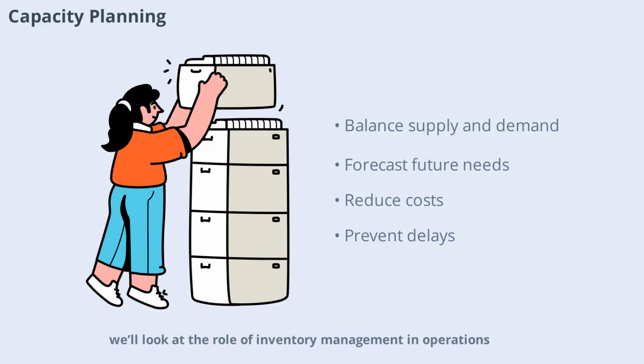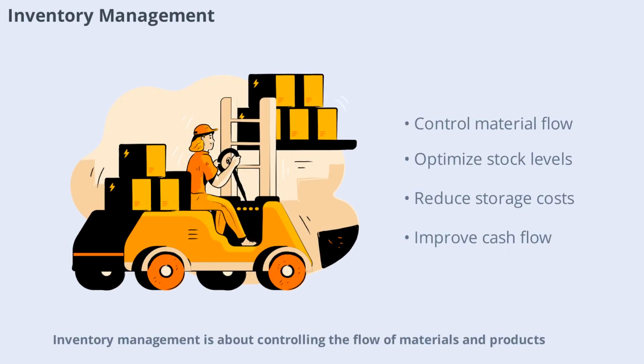Next, we'll look at the role of inventory management in operations. Inventory management is about controlling the flow of materials and products. It ensures that the right items are available at the right time, without tying up too much capital in stock. Operations managers use techniques like just-in-time (JIT) and economic order quantity (EOQ) to optimize inventory levels. Proper inventory management reduces storage costs, minimizes waste, and improves cash flow. It's a balancing act that requires careful planning and real-time data.